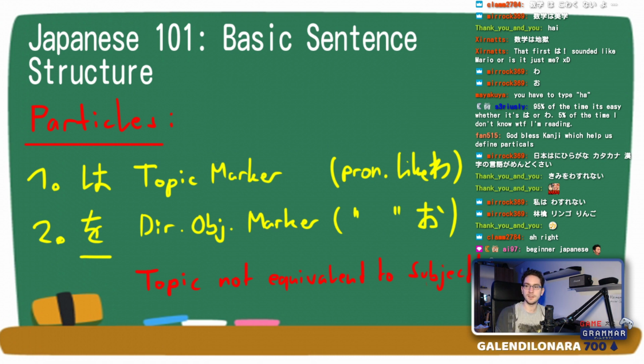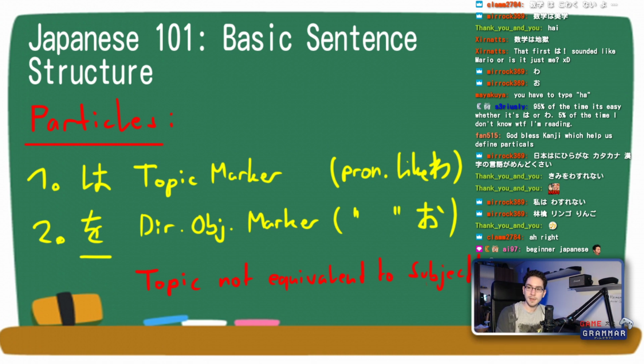Ai-san, konnichiwa. Yes, we're doing Japanese 101, Lesson 1. Learning about basic sentence structures plus 2 particles, plus what particles are. And this will be on YouTube, just so you know. The topic is not equivalent to the subject.